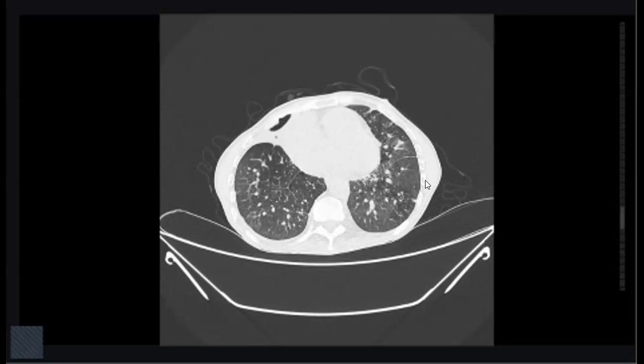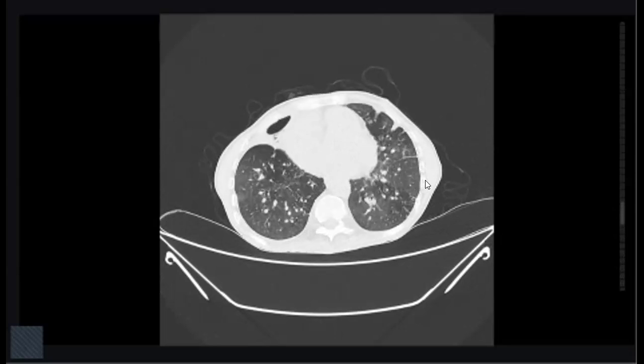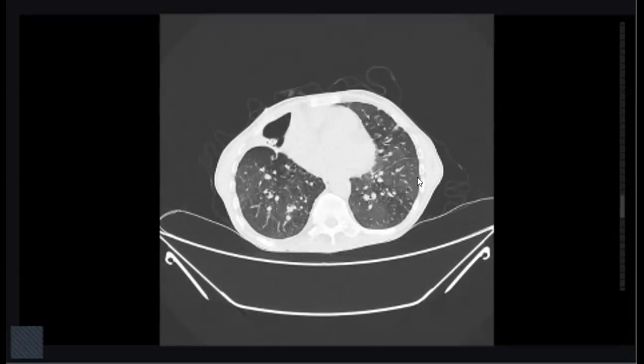These findings should be discussed in the ILD MDT, and these CT findings should also be compared with previous studies. Which type of interstitial lung disease is this?